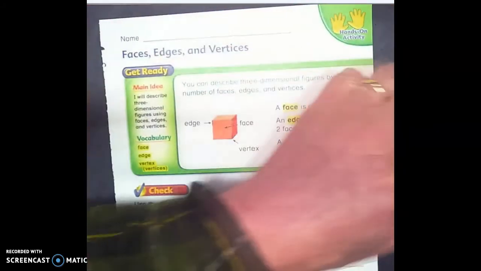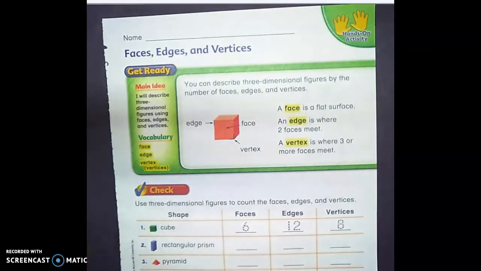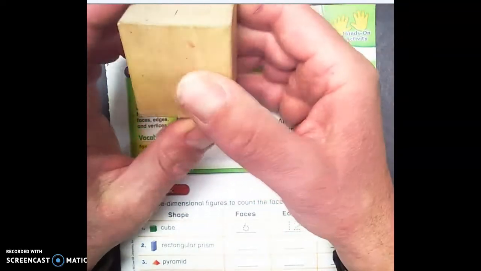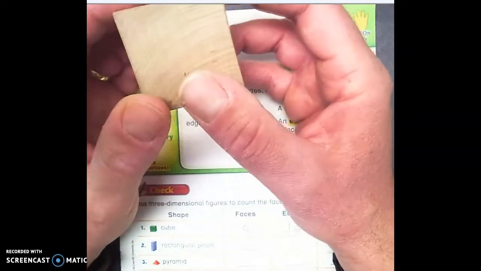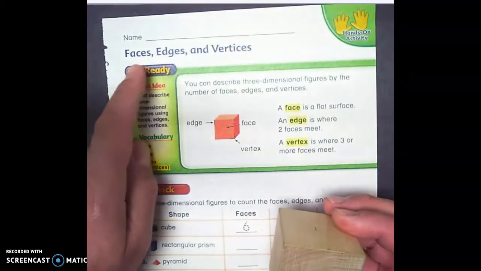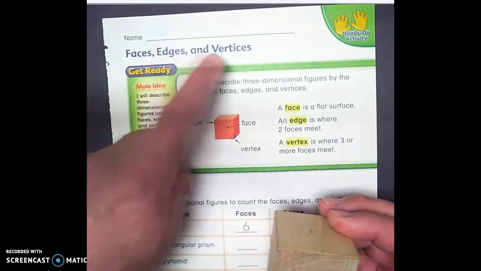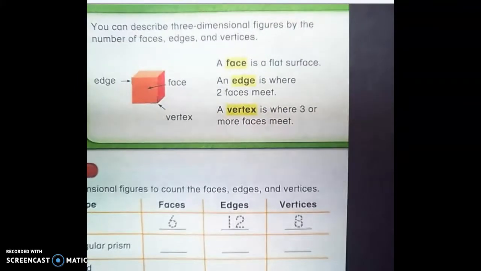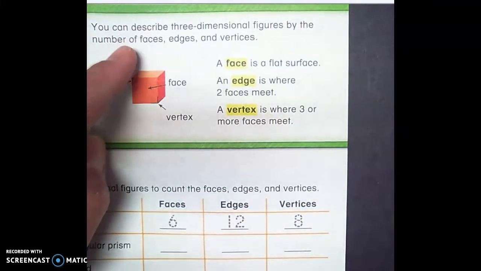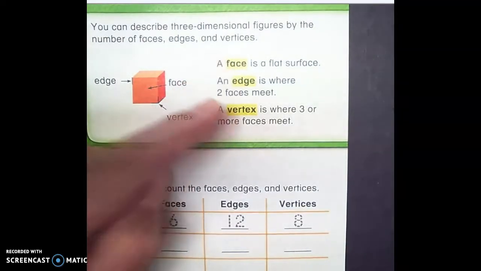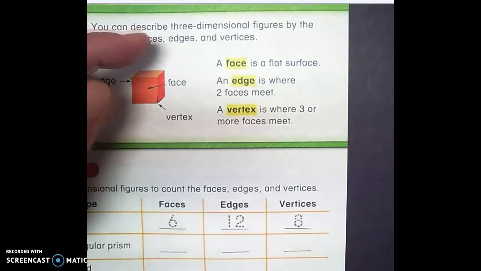So there's the cone. Well, today, boys and girls, we're going to delve in a little deeper here. We are going to start learning about the different parts of these particular three-dimensional shapes, and we're going to learn in particular about the faces, edges, and vertices of these. Now, on your paper, you can see here, it says you can describe three-dimensional figures by the number of faces, edges, and vertices. Now, I'm going to go through these with you, then I'm going to do this first part of the paper with you.